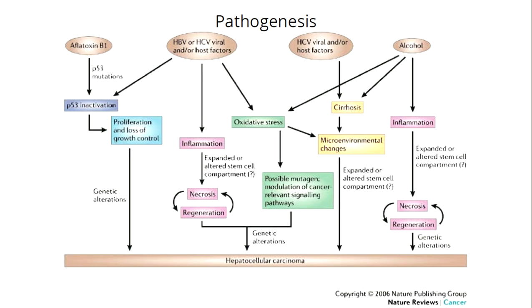The risk factors and the etiology: the aflatoxin B1, which can lead to P53 mutations, which lead to P53 inactivation, which could result to proliferation and loss of growth control, leading to genetic alterations. Next is the hepatitis B virus or the hepatitis C virus and other host factors, which include inflammation or cirrhosis, which can lead to necrosis, regeneration, and genetic alterations.